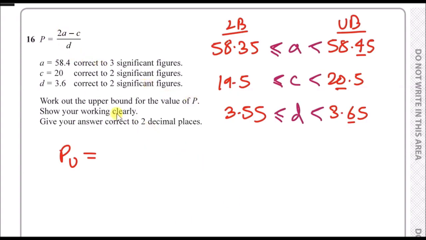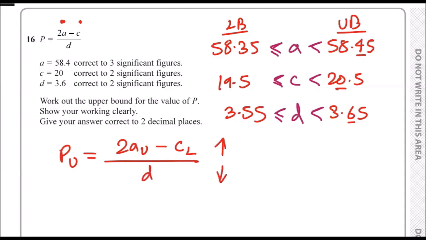To get the highest, we need to pick the greatest difference between A and C, and the greatest ratio between A and D, or the top and the bottom. To get the greatest difference, we need to have the biggest value for A and the smallest value for C. So it's going to be 2 times A, which is an upper bound, minus C, which is a lower bound, all over the greatest distance.